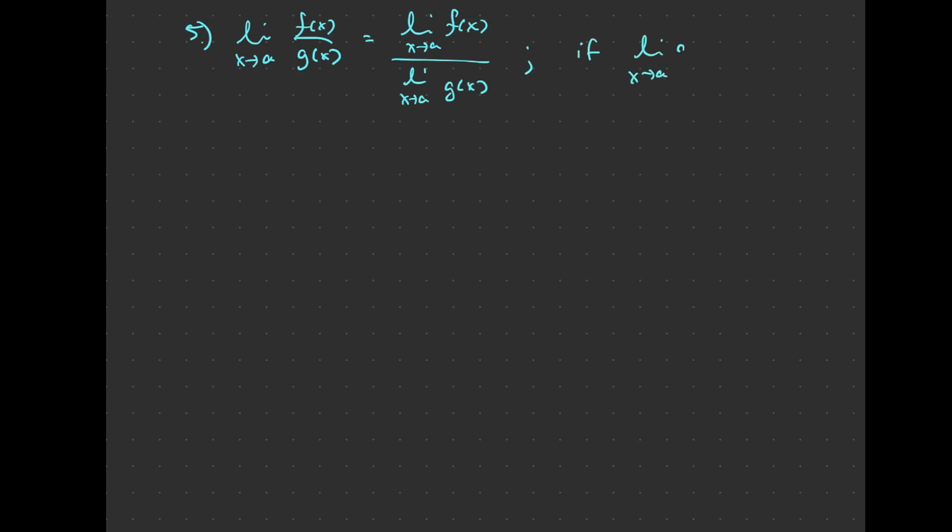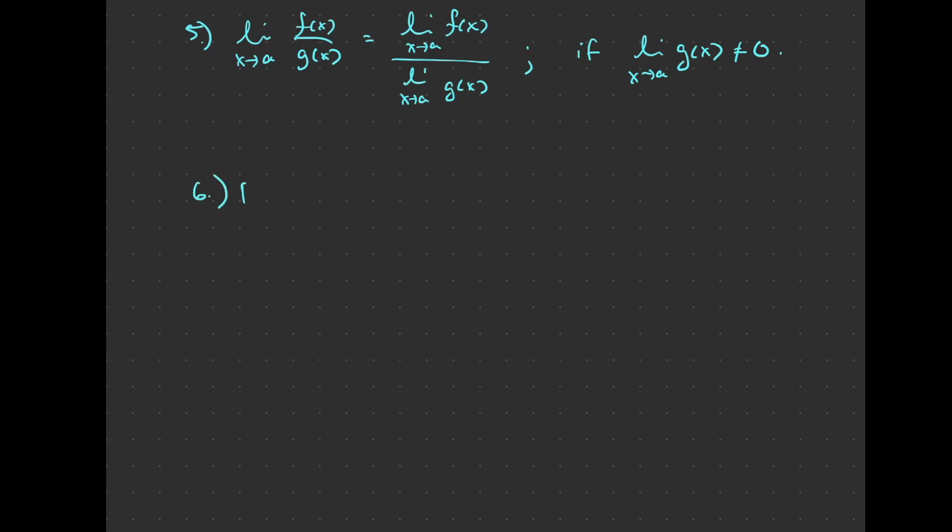The last one has to deal with quotients. If x is going to a, and you have a quotient here, this is the only one we need to be careful of. You can split this up. This is the limit as x goes to a of f over the limit as x goes to a of g. This is provided, though, that the limit as x approaches a of g is not 0. Okay, still can't divide by 0. All right, and so that should be self-explanatory.